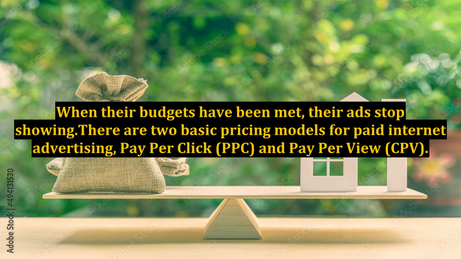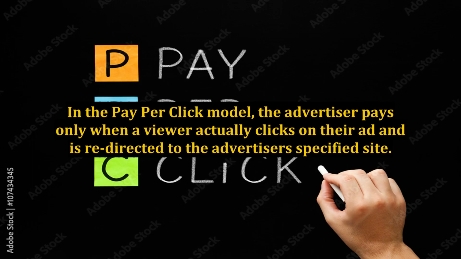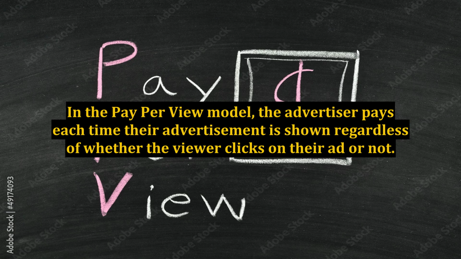There are two basic pricing models for paid internet advertising: pay-per-click, PPC, and pay-per-view, CPV. In the pay-per-click model, the advertiser pays only when a viewer actually clicks on their ad and is redirected to the advertiser's specified site. In the pay-per-view model, the advertiser pays each time their advertisement is shown, regardless of whether the viewer clicks on their ad or not. Pay-per-view is typically charged per 1,000 views and can be much more productive when the ad is particularly effective.